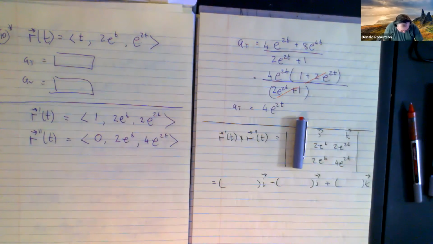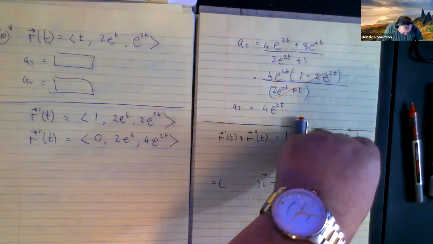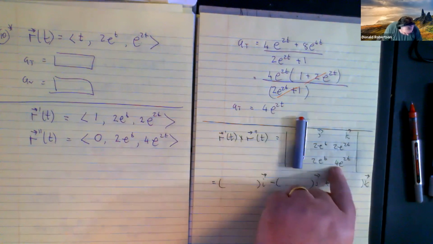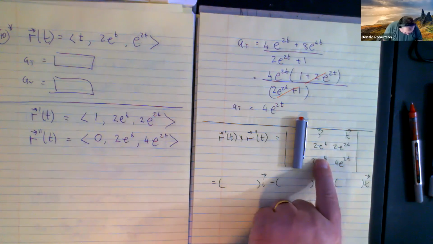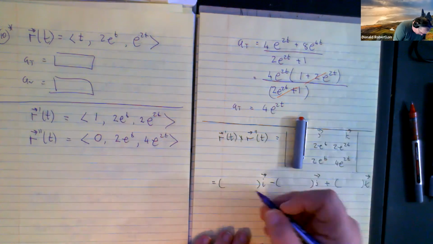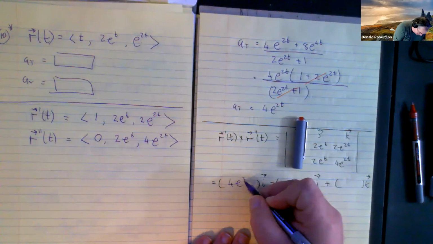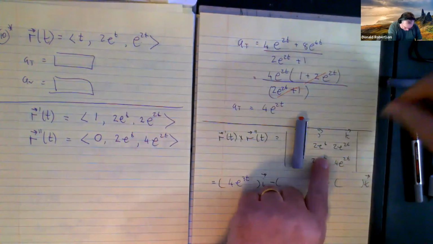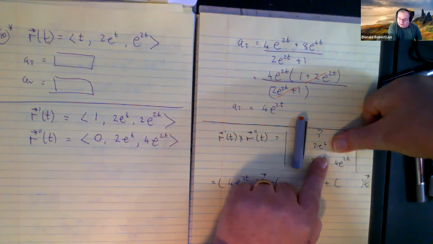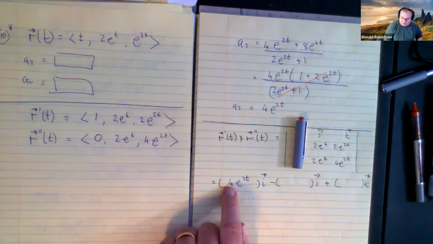Major diagonal, take away minor. That's 8e to the 3t, take away 4e to the 3t, 8 take away 4, 4e to the 3t. You happy about that? If you multiply those two together, you get 8, and then e to the t, and then e to the 2t gets you e to the 3t, right? So that's 8 of them, take away 4, leaves you with 4.